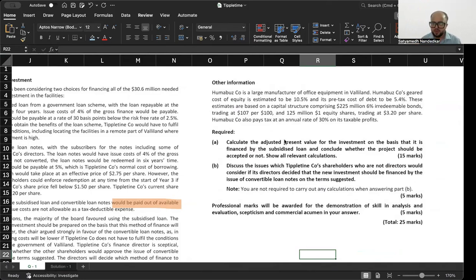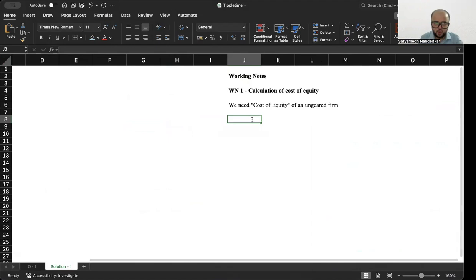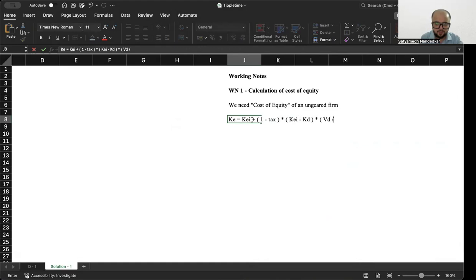So we were tempted to use its cost of equity. We wanted to use 10.5% for the purposes of discounting, but then we realized that this is a geared company because there is debt in this company. We want ungeared cost of equity. So we'll have to de-gear the cost of equity. And how do we do that? We use M&M proposition 2 here, which is KE = KEU + (1 - tax rate) × (KEU - KD) × VD/VE.